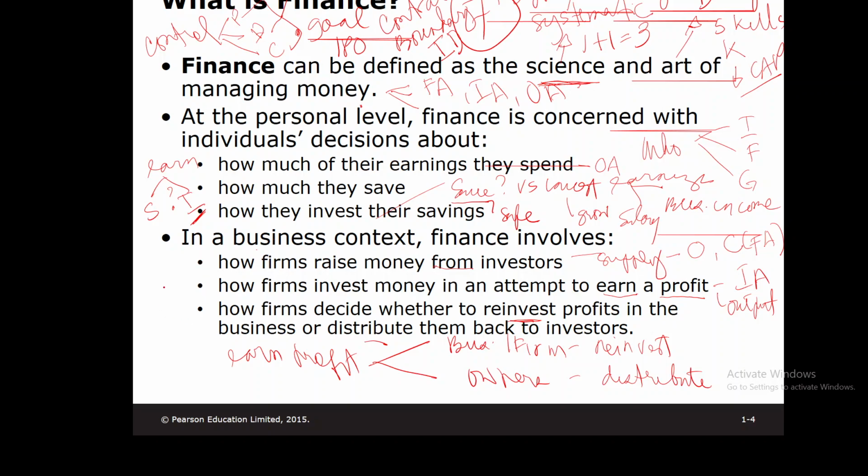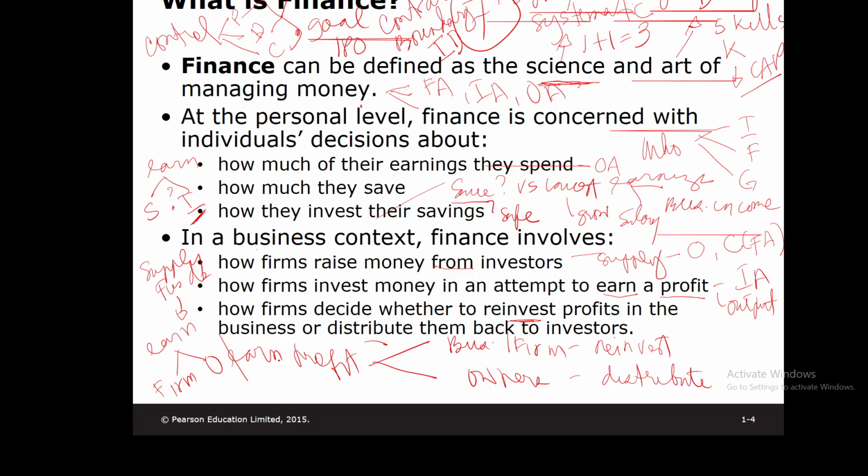In a business context, first, you need to have a supply of funds. Once I have funds, I need to earn. If I earn, I need to divide it between the firm and the owner. That's your major concern if you are in finance in terms of the entity.